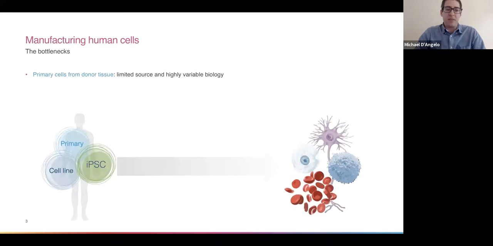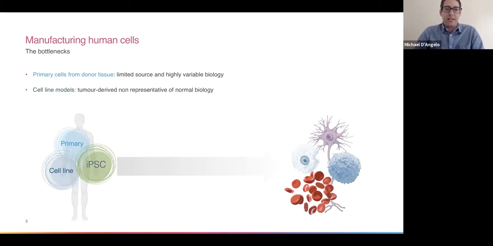So where are researchers going to get good human cell models for drug testing? Well, you might think that the perfect human cell model would be primary cells from donor tissue. However, these have some problems. They are of limited source because they need to come each time from tissue donations, and they often display highly variable biology because they need to be isolated from complex tissues, and they come from donors with different genetic backgrounds, adding heterogeneity and noise to the system.